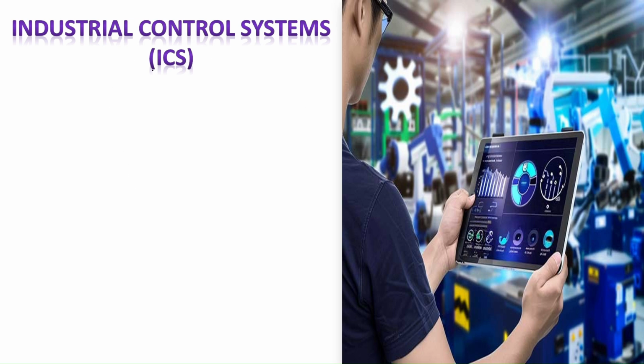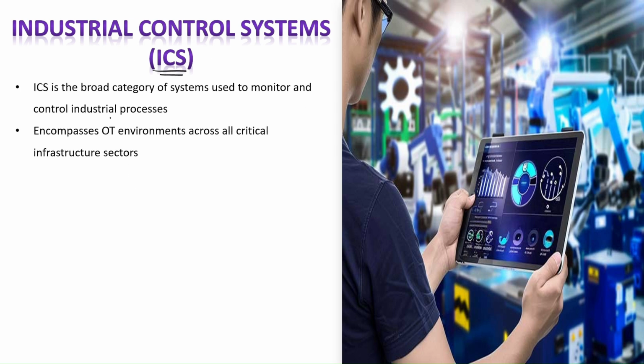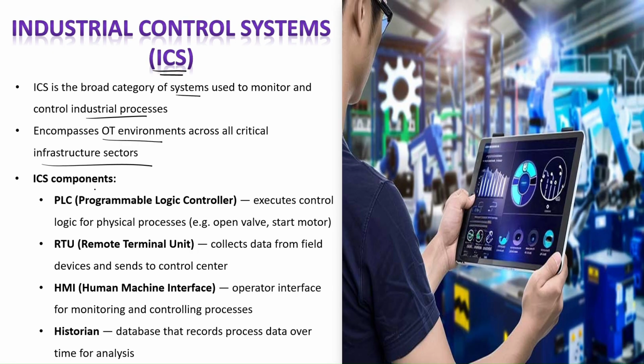Industrial control systems, or ICS, is the broad category of systems used to monitor and control industrial processes. It encompasses OT environments across all critical infrastructure sectors. ICS components include the PLC, that is programmable logic controller, which executes control logic for physical processes, for example open valve, start motor.